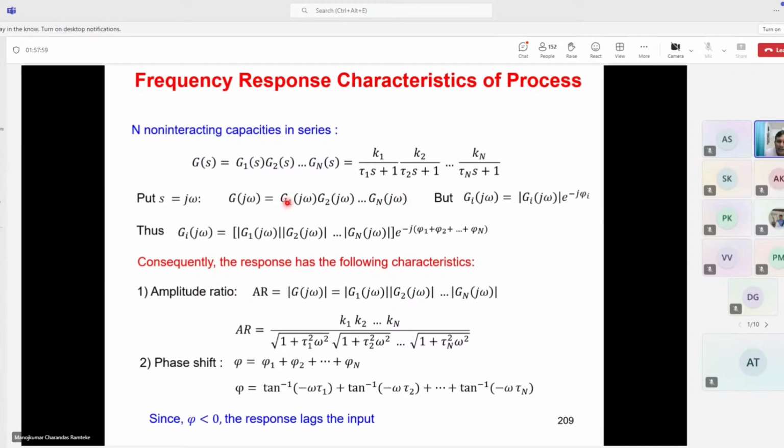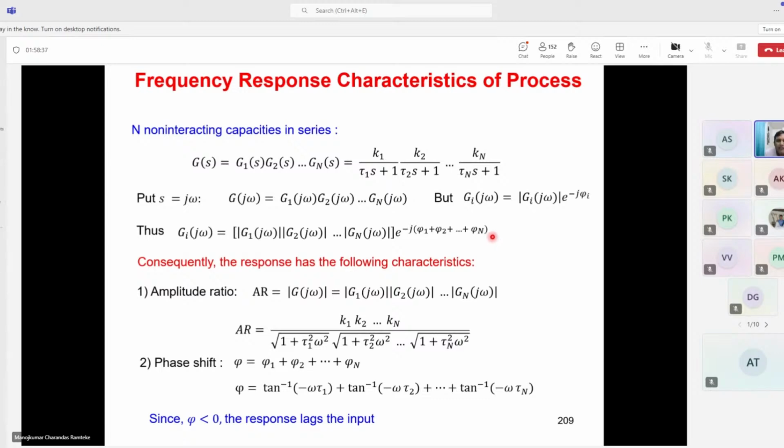Now, if we represent g1 of j omega, it will be nothing but the magnitude of g1 of j omega into e raised to the power minus j phi 1, isn't it? So for any ith capacity, we can write this as the magnitude of gi of j omega into e raised to the power minus j phi i, isn't it? Now in this particular case, all these magnitudes we can take out, so all these magnitudes are multiplied. And what will happen to the phase angle? Minus j into the summation of all the phase angles is going to take place.